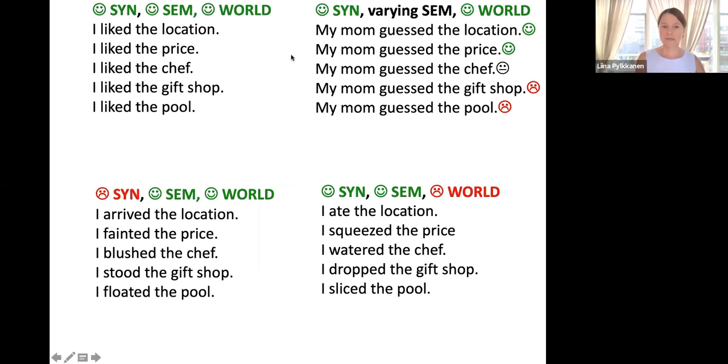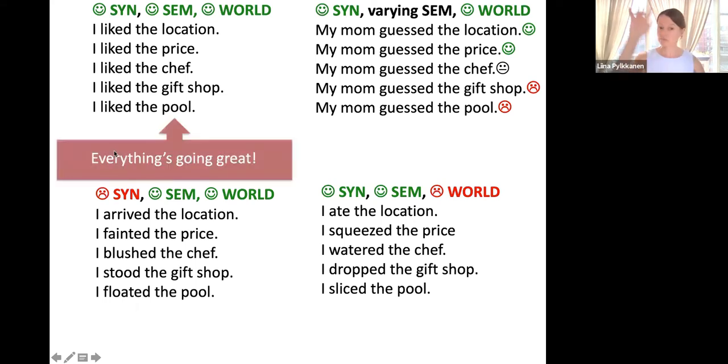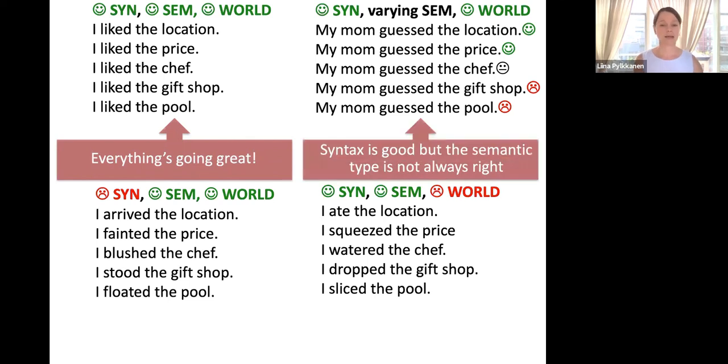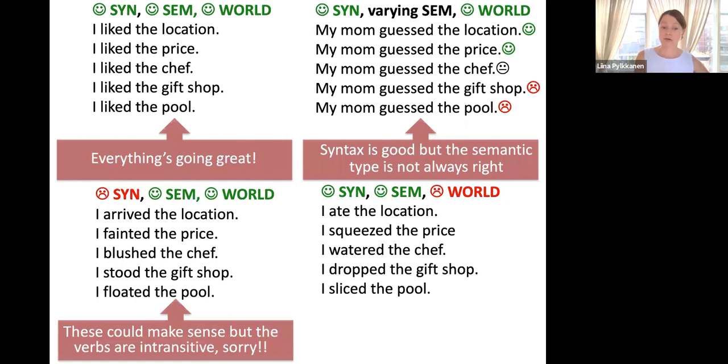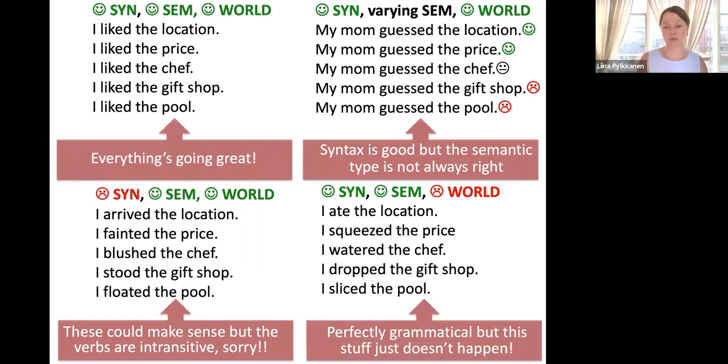So here, let's just recap what we learned from these. In the first example, everything's going great. Syntax, semantics, world, good. In the second set of examples, syntax is fine, but the semantic type is not always right. It's not an issue with your world knowledge. In the third set, these could make perfect sense, but these verbs are just intransitive. And finally, we just have a bunch of descriptions of situations that are just not likely in the world.